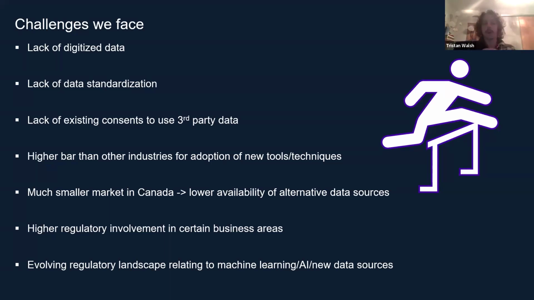And like I said, there's a higher bar compared to other industries for adoption of new tools and techniques. So the industry is very risk averse in general, and there's a lot of due diligence that's done when making modifications to these core processes, and so that can present challenges, slow down the rate at which you can implement things and actually make it more laborious to do things that in other industries might be much easier to do.